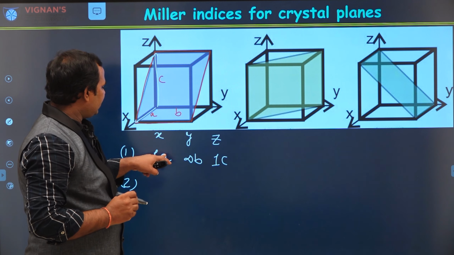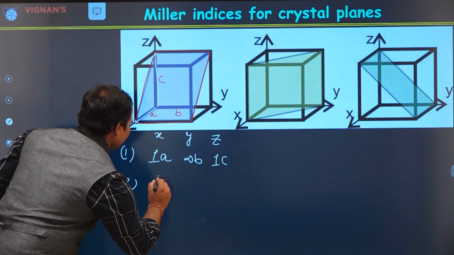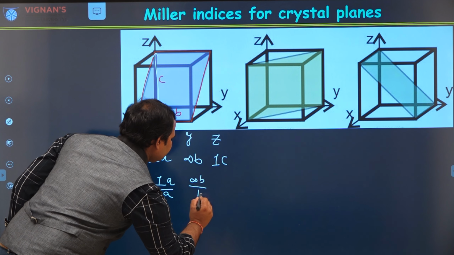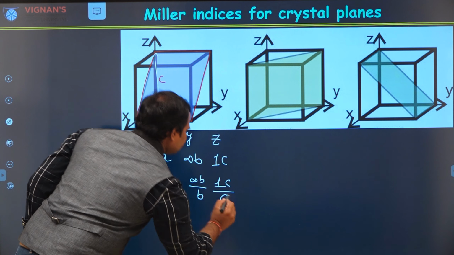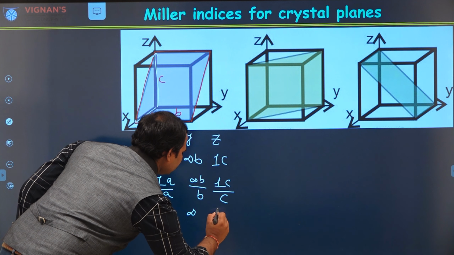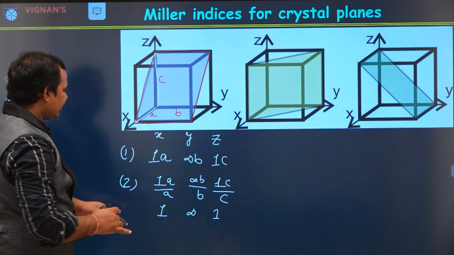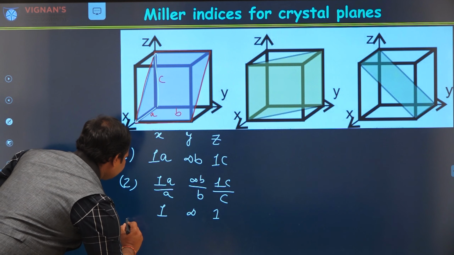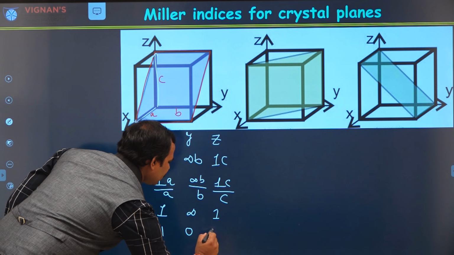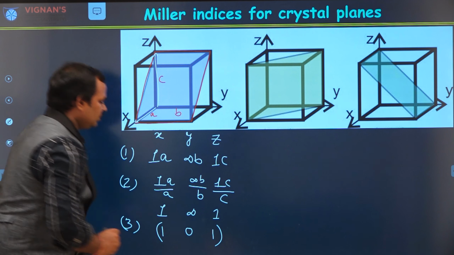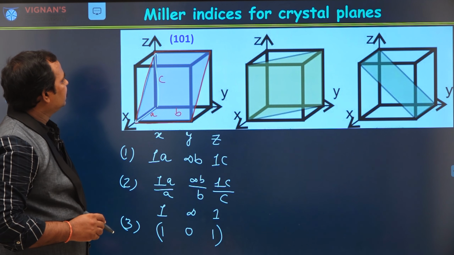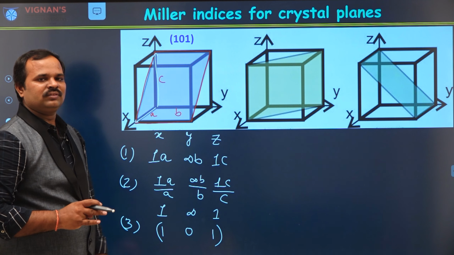Now, let's follow the same steps. Divide these intercepts by the lattice parameters. 1A by A, infinity B by B, 1C by C. So, we get 1, infinity, 1. Now, reciprocate them to get the Miller indices. 1 by 1 is 1, 1 by infinity is 0, and 1 by 1 is 1. Put them in parentheses. This is the Miller indices of this particular plane. You can see here, the Miller indices are (1 0 1).